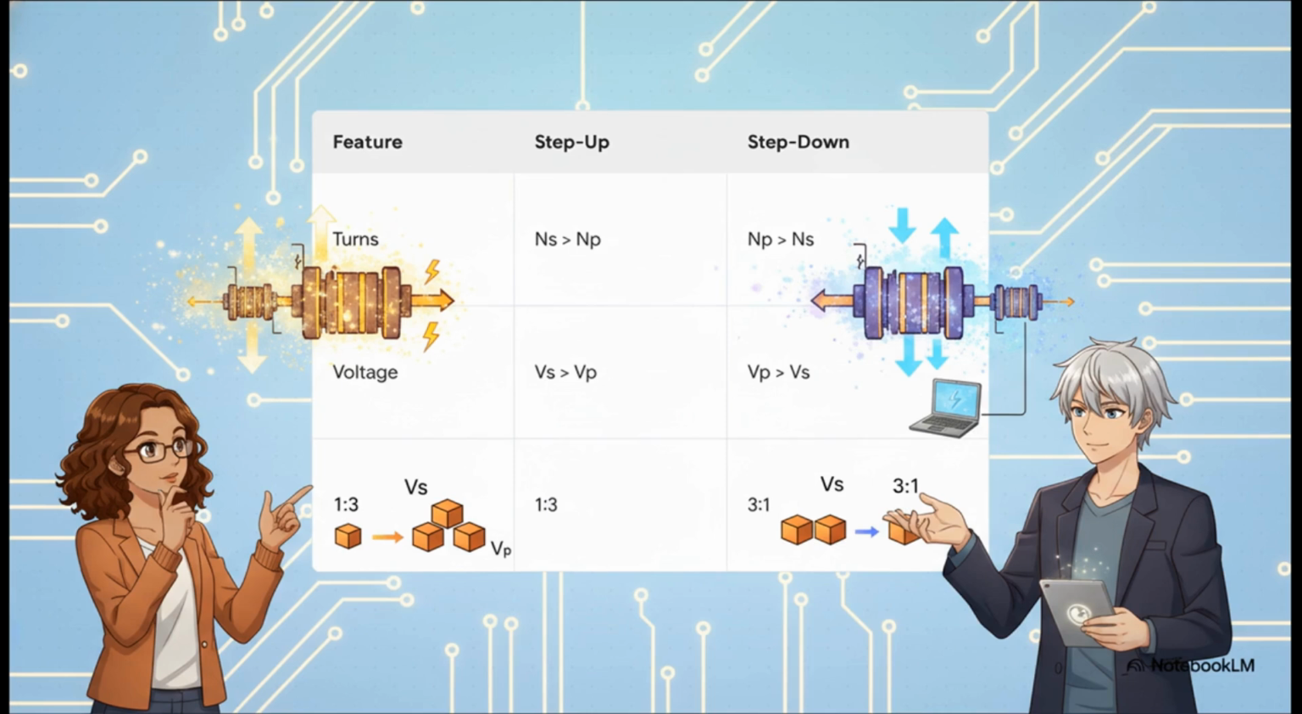Step-down transformers are everywhere in everyday life. Like when you need to step down a massive 120-volt wall supply to a super safe 18 volts just to charge your laptop. Recognizing this direct, proportional link between turns and voltage, that is absolutely your first line of defense.